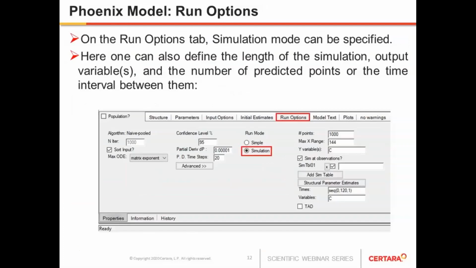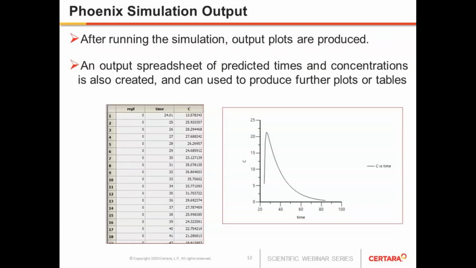And the final option is going to be the run options tab, where the simulation mode can be specified. In this example, you can see 2 options. Either you can use a number of points, or you could have a simulation table with a sequencing of time and period, and with a variable concentration. Once we have all these options and we simulate, after running a simulation, the output plots are produced. As you could see, an output spreadsheet of the predicted time concentration is created, and that can be used to produce further plots or tables.